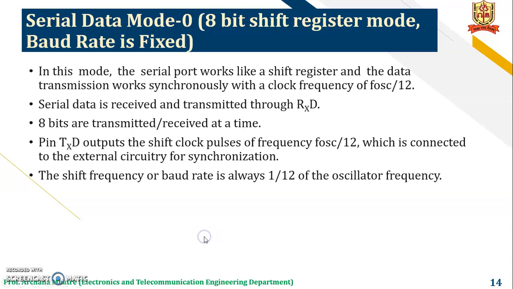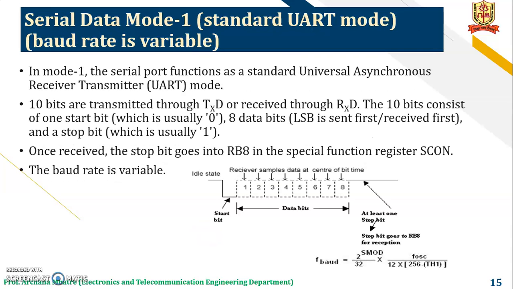Now next is serial data mode 1, which is the standard UART mode. The baud rate is variable. In mode 1, the serial port functions as a standard universal asynchronous receiver transmitter, that is UART mode. 10 bits of data are transmitted through TXD or received through RxD, and the 10 bits consist of one start bit, which is usually 0, 8-bit data and one stop bit. Once received, the stop bit goes into RB8 in the special function register SCON.